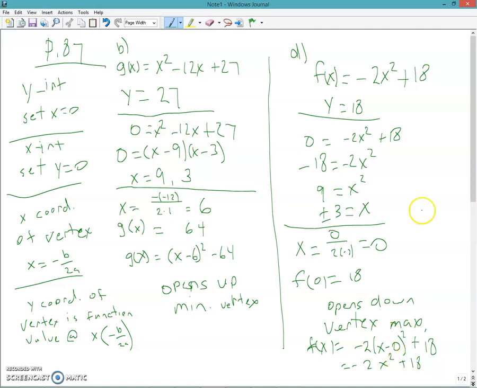So anytime you have that set up with no b term, just an x squared, you know that that's going to be 0 for the x-coordinate of your vertex, and the constant will be your y.